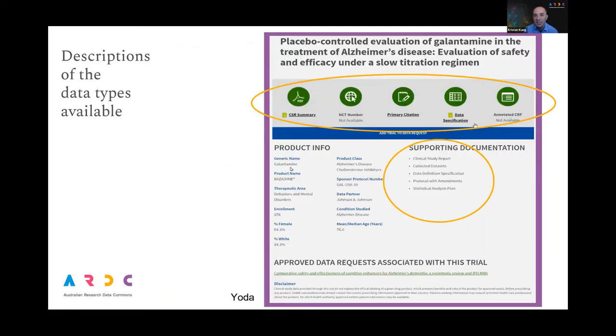On Yoda, we see something similar, albeit with a different layout. And it is worth noting the predefined categories at the top, so those green buttons on screen, which indicate whether things like the study summary document is available or if the data specification or data dictionary is available.